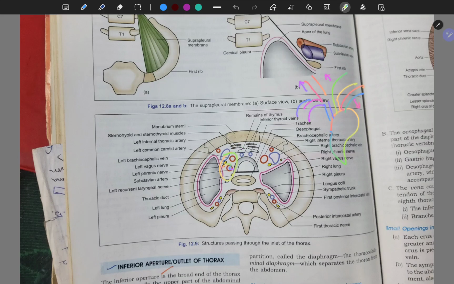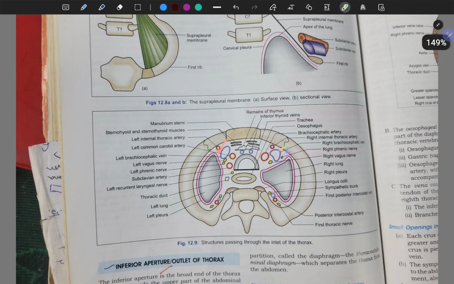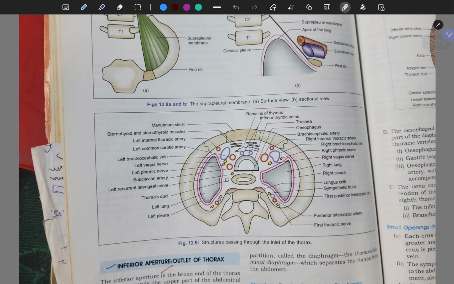So this is how we see here. Similar to the vein, IJV and subclavian vein join to form the brachiocephalic vein on the left, and IJV and subclavian join to form the brachiocephalic vein on the right. Then anteriorly, under the posterior surface of the medial aspect of the ribs, we will be having the internal thoracic artery, and on the anterior surface of the medial aspect of the rib, we will be having posterior intercostal vessels and nerves.